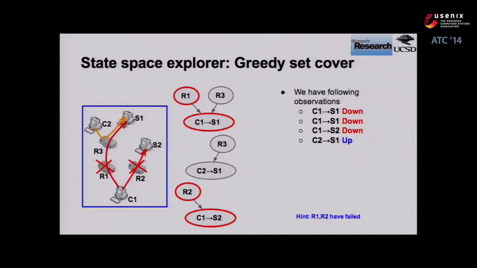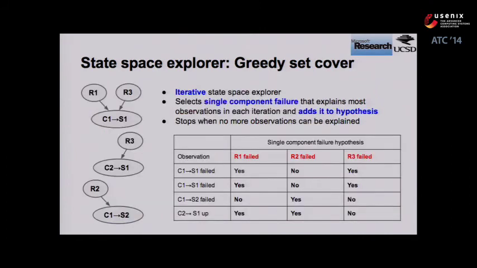We have the following observations about this network. We have two observations that say the connectivity between client 1 and server 1 is down. We have another that says the connectivity between client 1 and server 2 is down. And we have an observation which says the orange path is up and working. And I've constructed this example, and I need the localization algorithm to detect that R1 and R2 have failed. And we will see how greedy set cover comes up with this hypothesis.